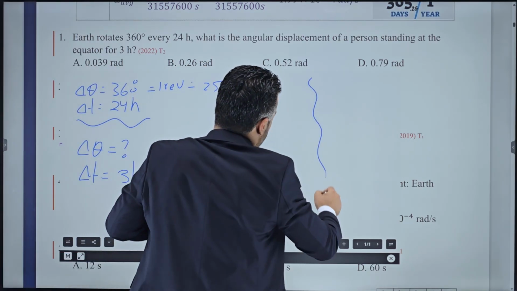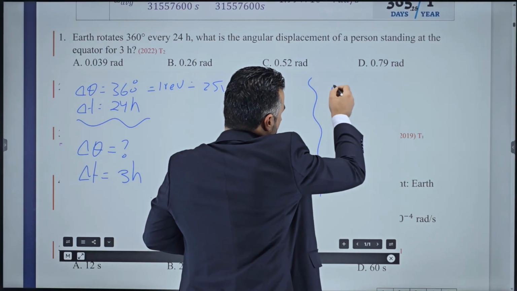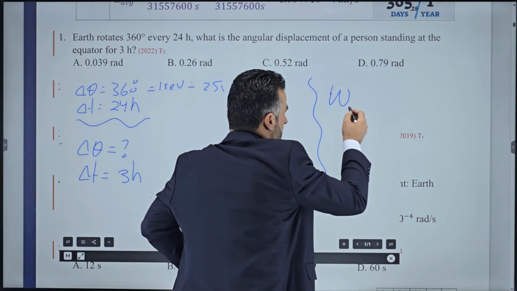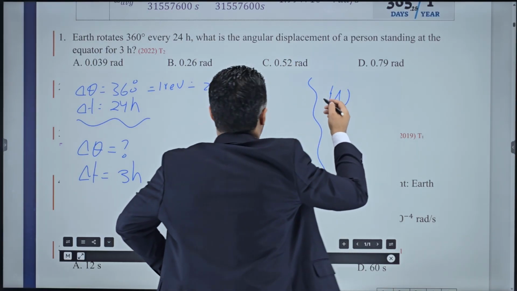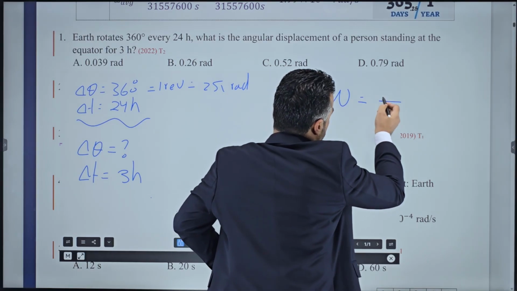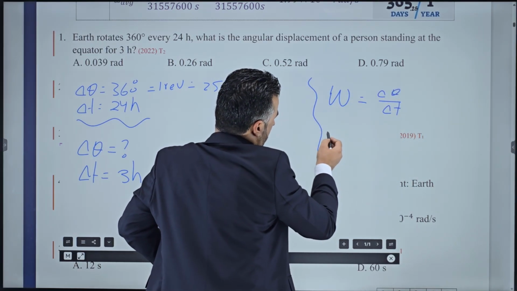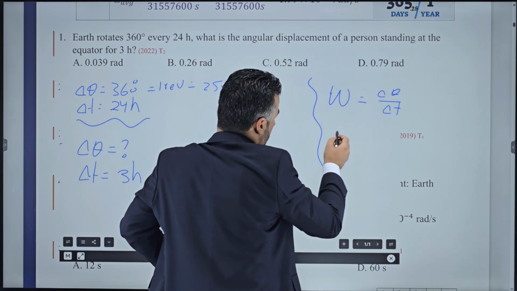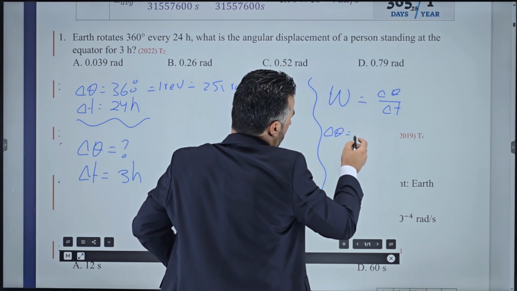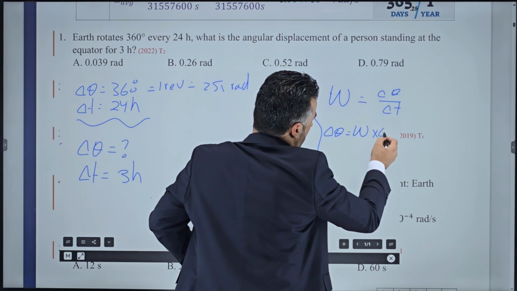But if they ever ask, for example, for this, we know that the average angular speed for the Earth's rotation is equal to delta theta over delta t. Here the question says, how long does it take? So, it says, what is the angular displacement? So delta theta is equal to angular speed times delta t.